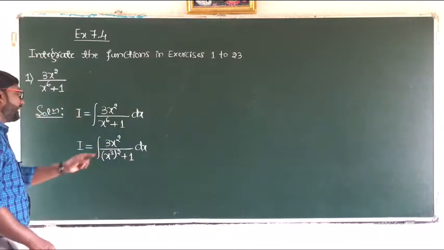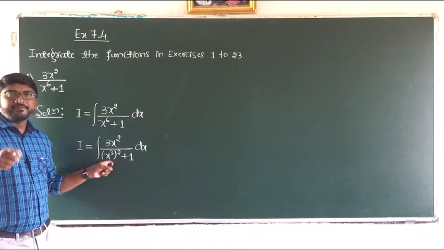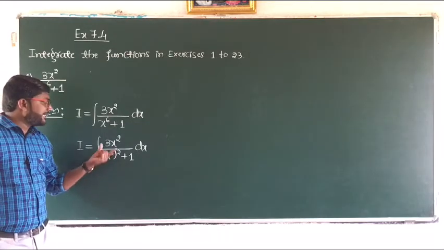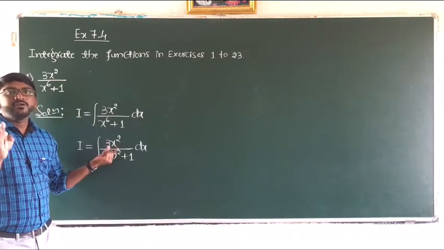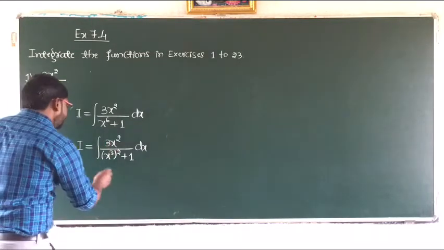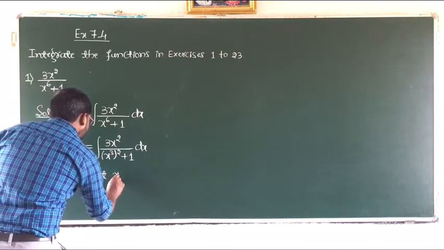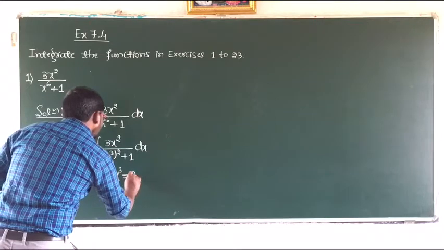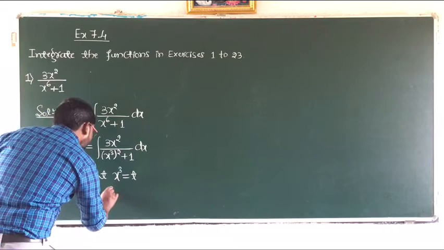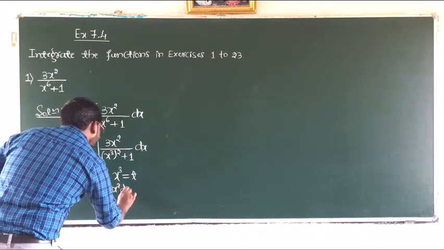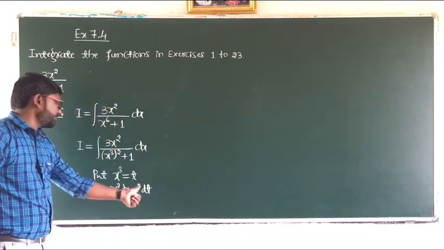dx. So now I go for the substitution here. I take x cube as t. If you differentiate x cube, we get 3x square. So its derivative is there in the numerator. This is how we have to go for the substitution. So now put x cube equals t. Now differentiate both sides: 3x square dx equals dt.